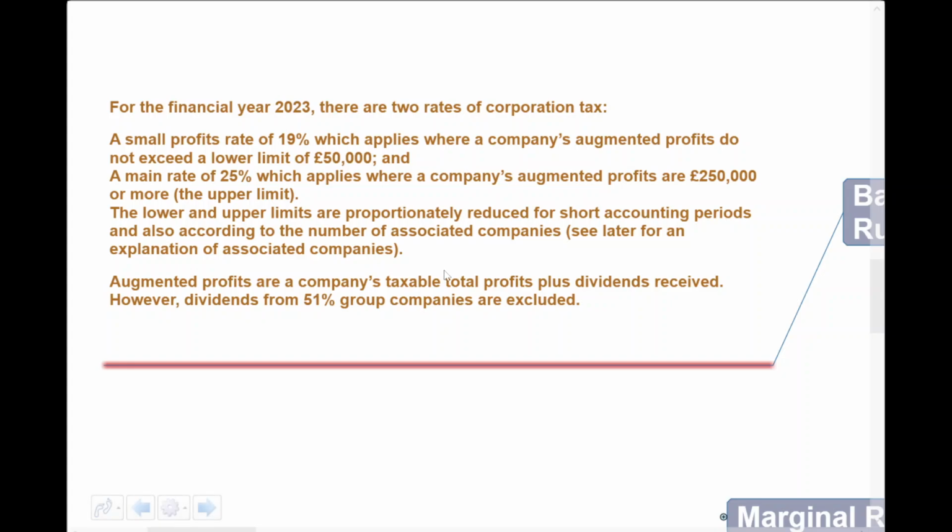What are they? Okay, let's come back to augmented profits. I mentioned them up top. They're mentioned here in relation to the 50 and here in relation to the 250. What do we mean? Well, augmented profits are basically the company's taxable total profits plus dividends received, but excluding dividends from 51% group companies. So what do I mean by that?